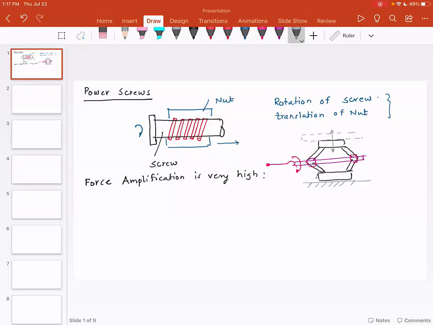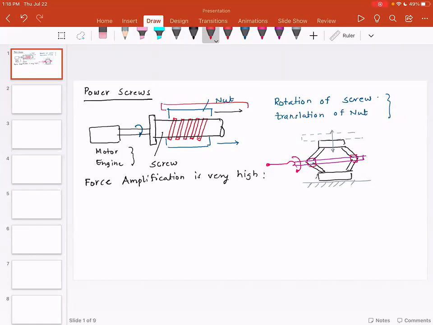If you try to lift your car on your own, it is physically not possible. But with this type of assembly, the force amplification is very high. Usually you either rotate this screw manually, or you attach it to some sort of motor or engine, and then this can be used to translate the nut and everything attached to that nut.